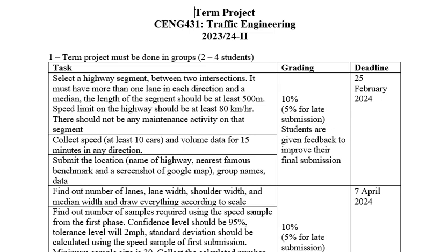Once you select the highway, you will go there and collect data for 15 minutes in any direction, for any lane, no problem. This data should have speed. You will collect speed for at least 10 cars, and you will count the total number of vehicles passing in that lane or direction, whatever you select. So it's a 15-minute trial.